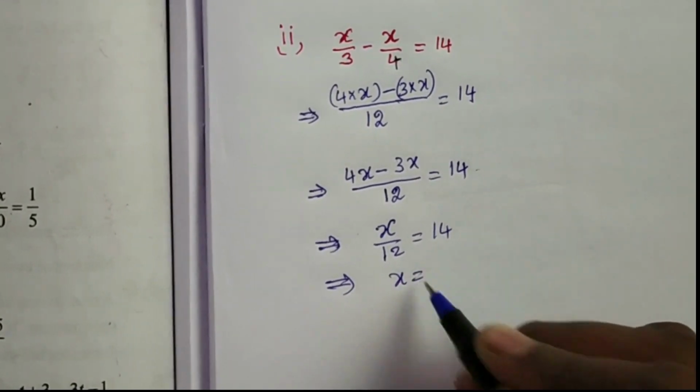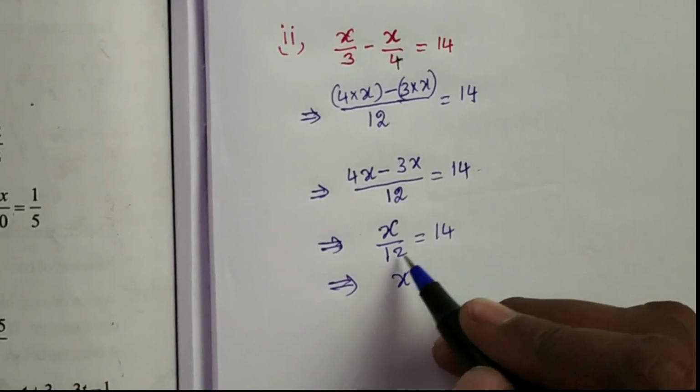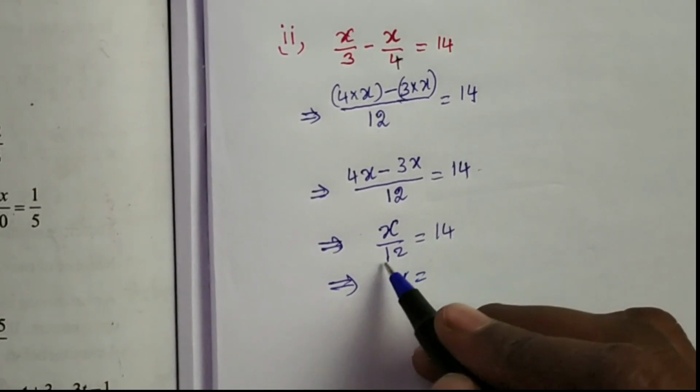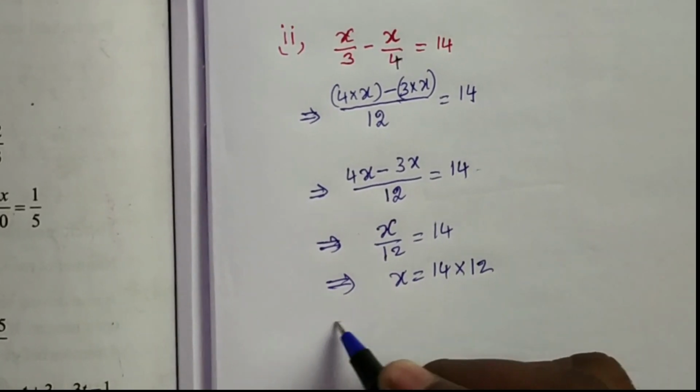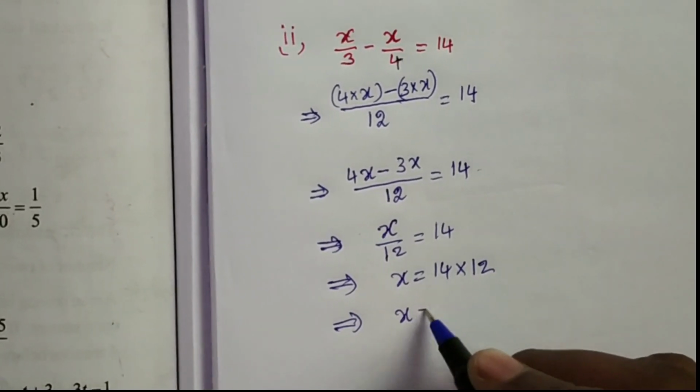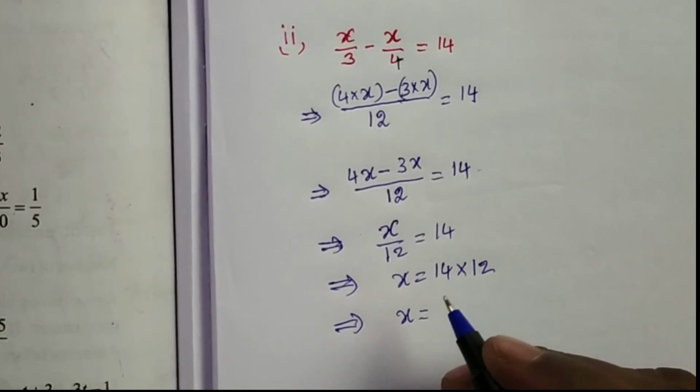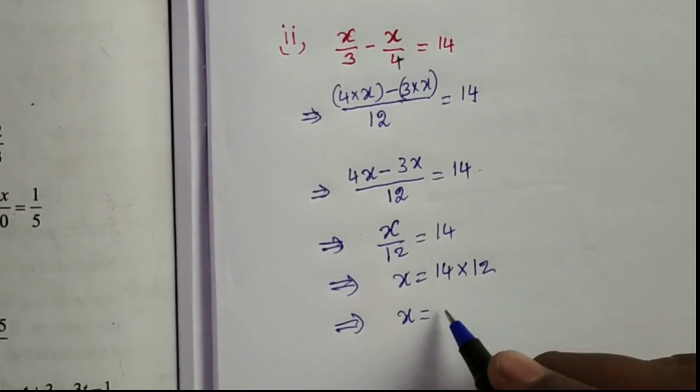x is equal to this 12 multiplied by 14 when we sent it to the right hand side. So 14 into 12. So x is equal to 14 12s are 168.